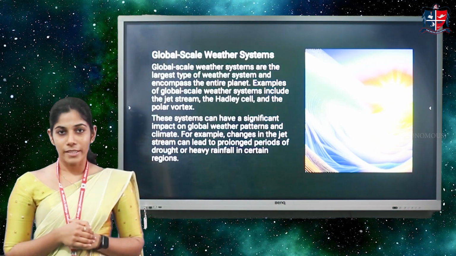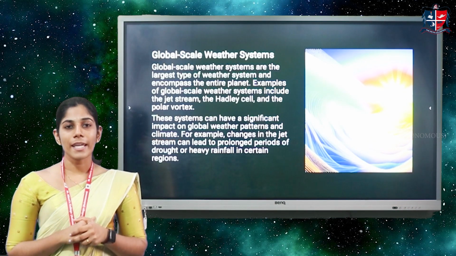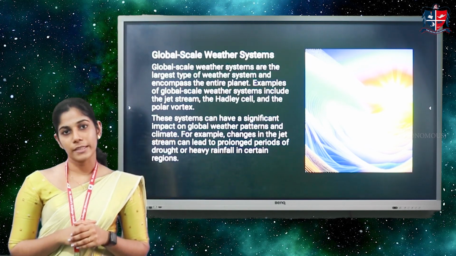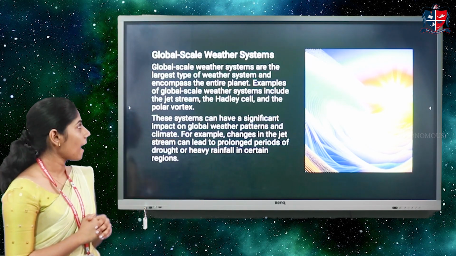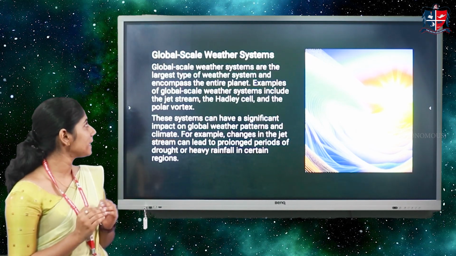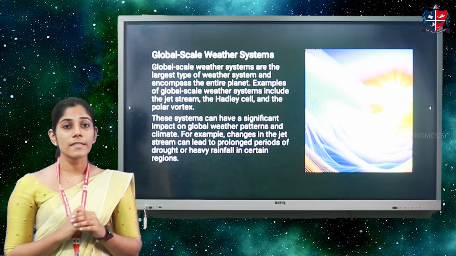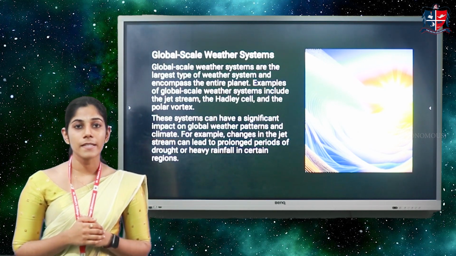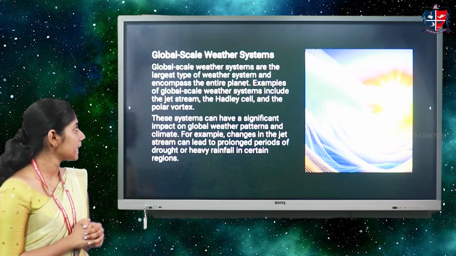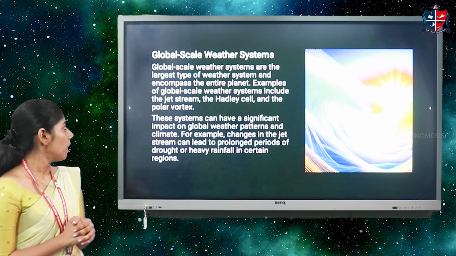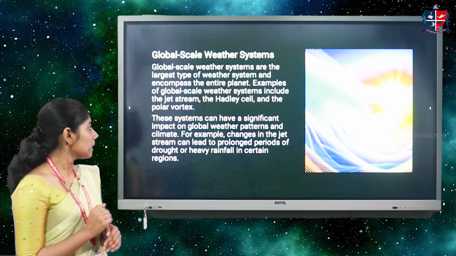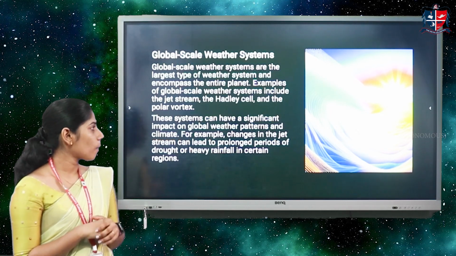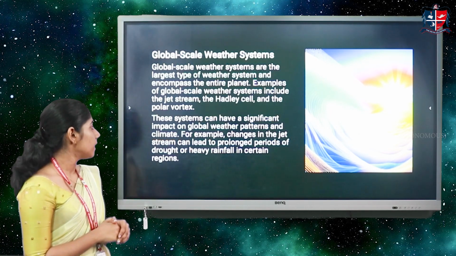global scale weather system. As the name indicates, the global scale weather system is the largest type of weather system, which encompasses the entire planet. Examples of global scale weather systems include the Hadley cells, jet streams, and the polar vortex. These systems can have a significant impact on global weather patterns and climate.